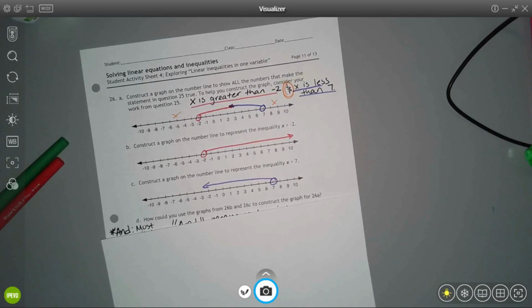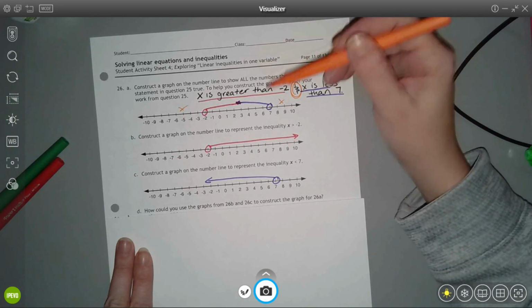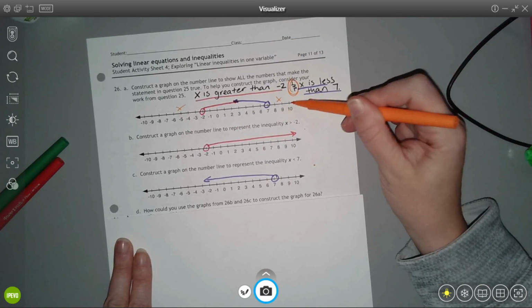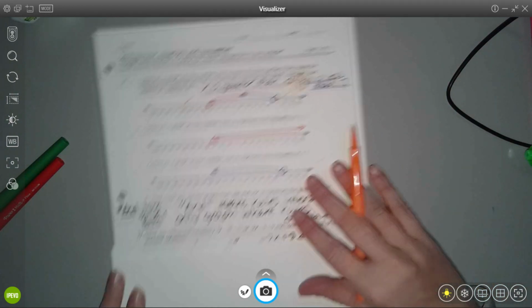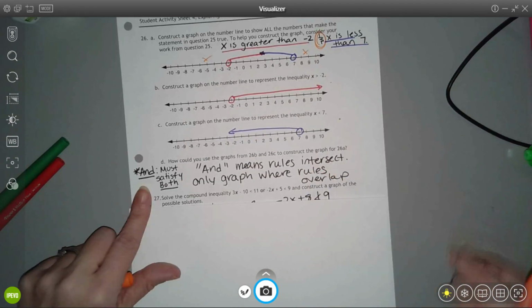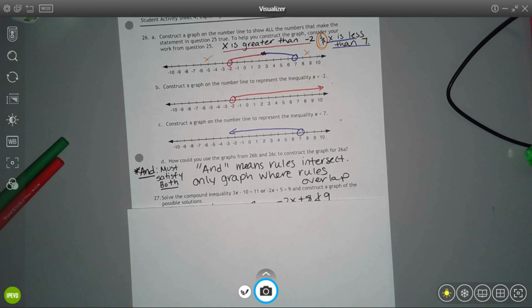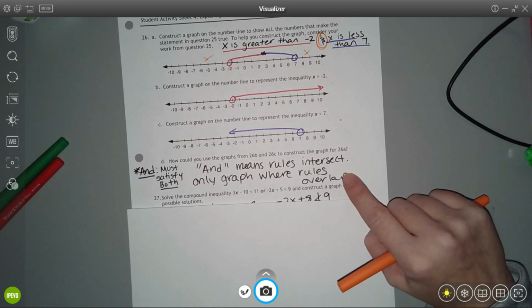Okay, and this is just showing how I constructed that. I showed my -2, I showed my +7, and then A is putting them together. Again, the word and means that they must satisfy both rules. Okay, and means that the rules intersect. They only graph where those rules overlap.